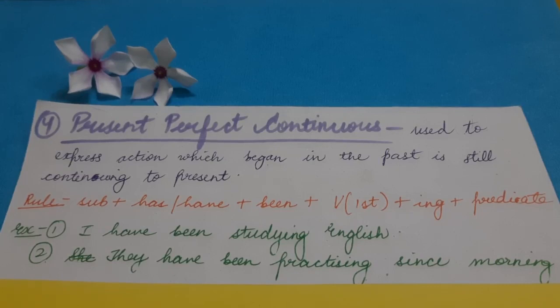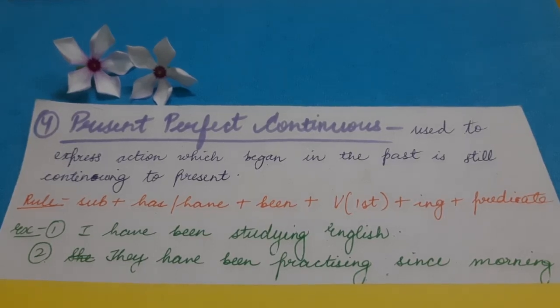Let's see the rule. The rule is subject plus has or have plus been plus verb first form plus ing plus predicate. For example, I have been studying English. So you have started studying English earlier and now also you're studying English. Number 2, they have been practicing since morning. So they started their practice in the morning and they are practicing now also.